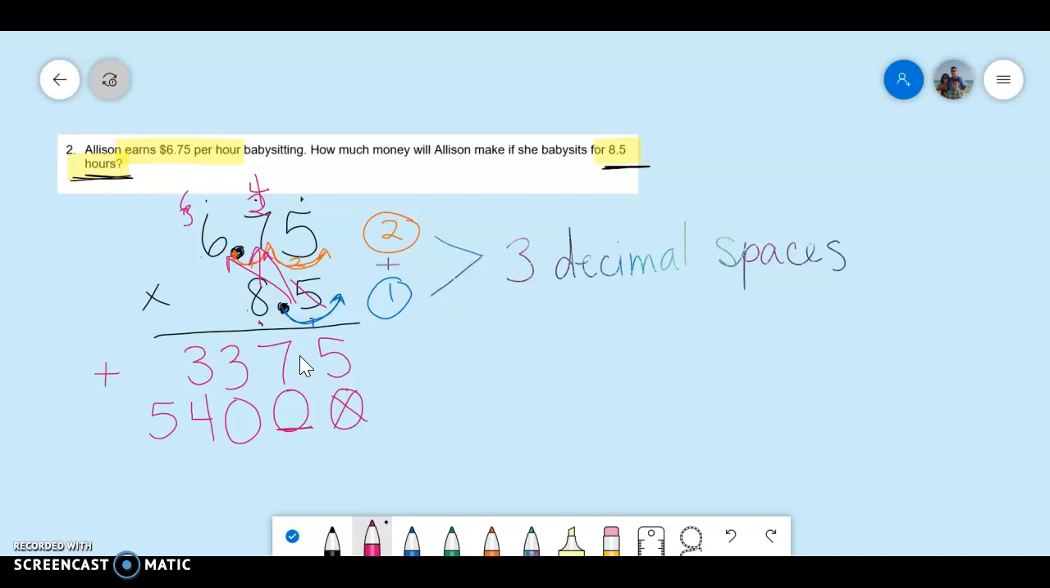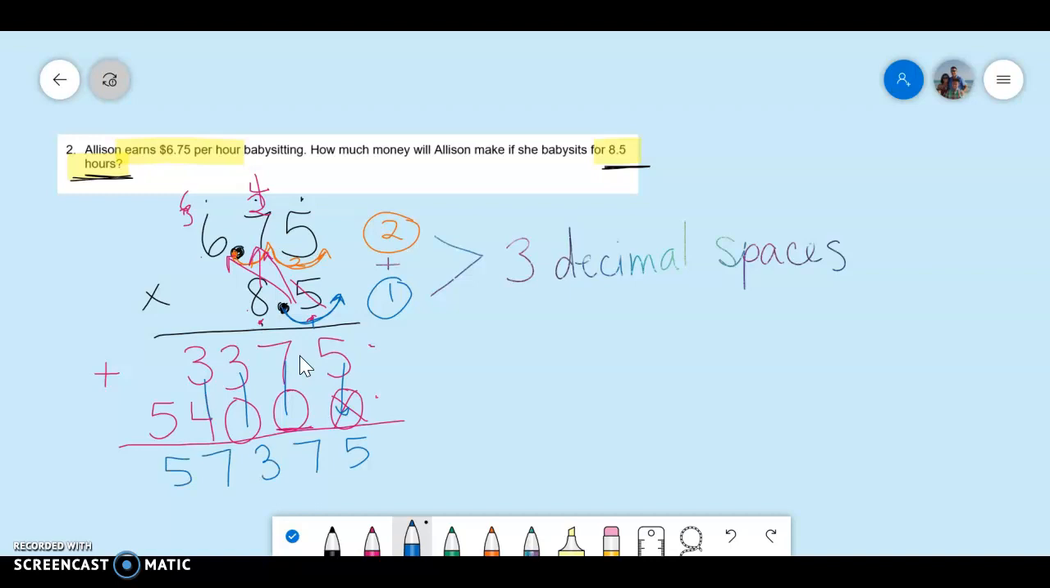And then anytime we find the product, we take the rows and add them together. Since my bottom number has 2 digits, I'm going to have 2 rows of numbers, 1 row for each digit. So I'm going to add, and when I add, I line them up. So there's a 5, that's a 7, that's a 3, that's a 7, and this is the 5. Okay, so that's my value.